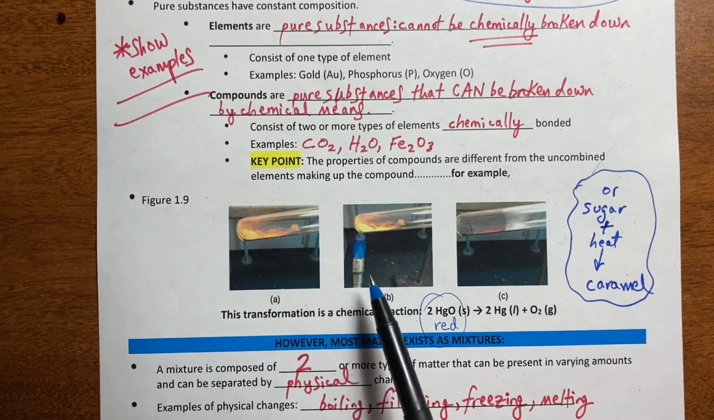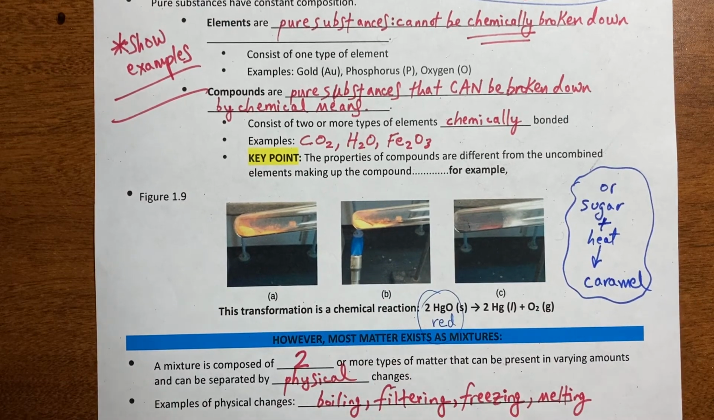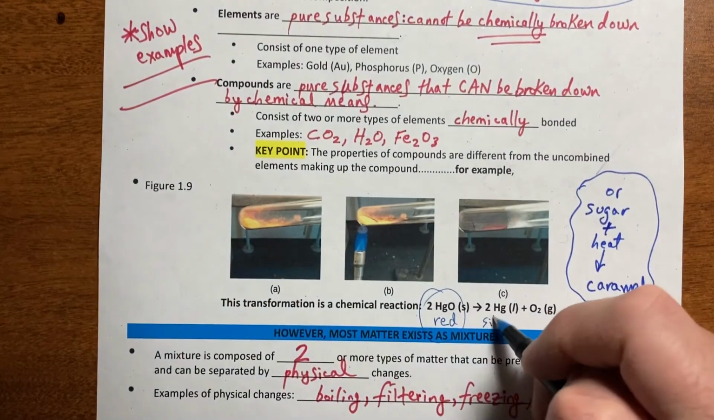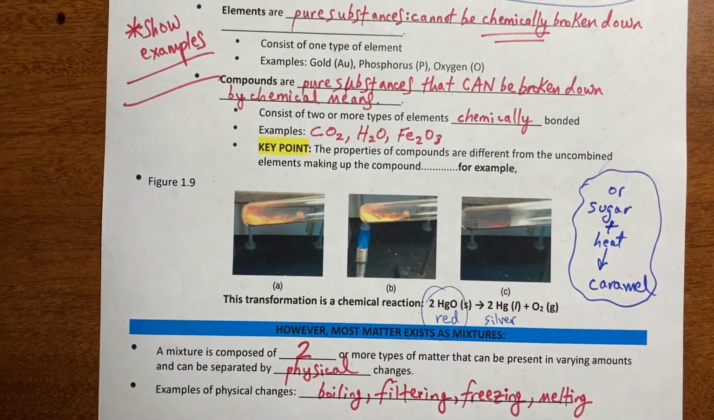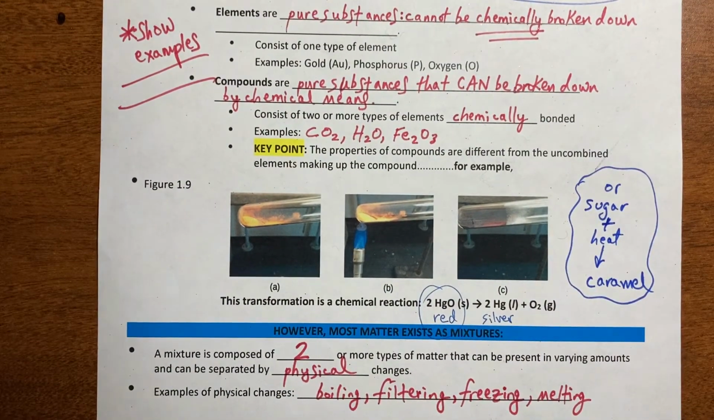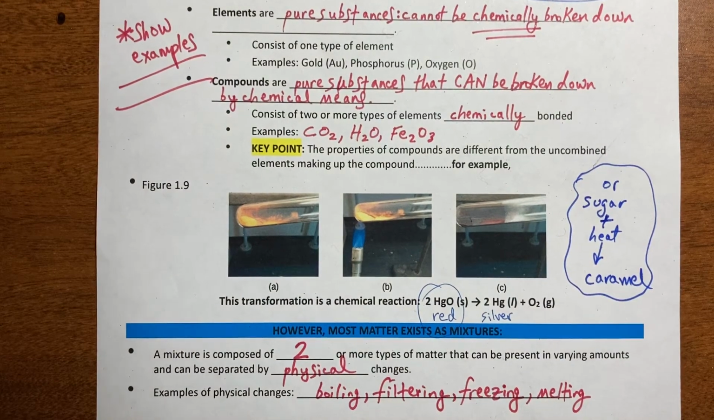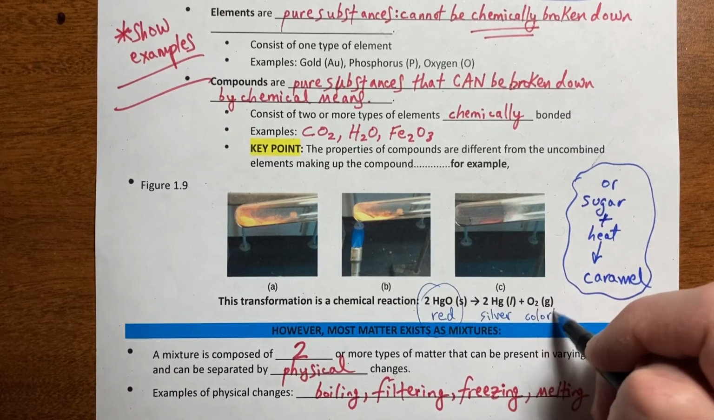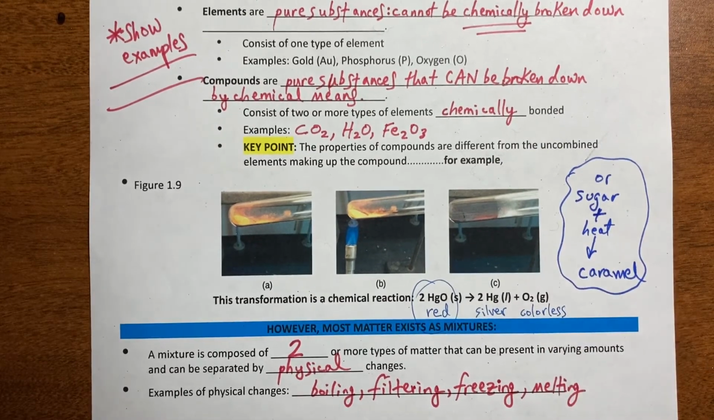If you heat that up with a lot of heat, it actually decomposes into elemental mercury, which is silver, which is used in thermometers. It's one of the only elements that's a liquid at room temperature. The other one is bromine. And then oxygen is a colorless gas. So the physical properties, the macroscopic properties that we observe, are very different for different elements.